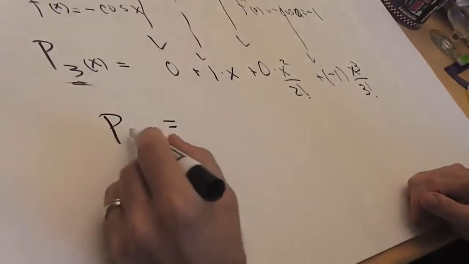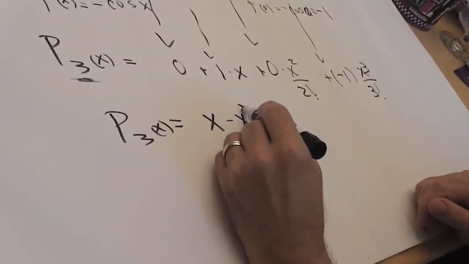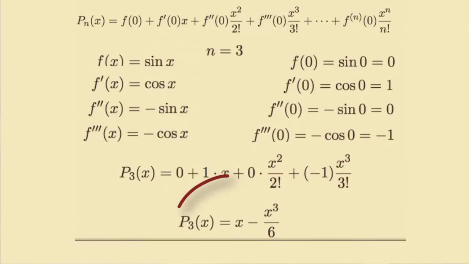And so let's simplify this by getting rid of the 0 terms and writing out the factorials. We see that P3 of x is x minus x cubed over 6. Okay, we're done.